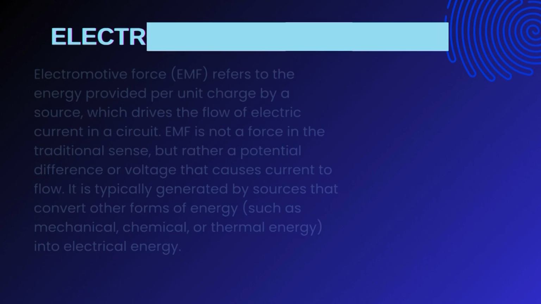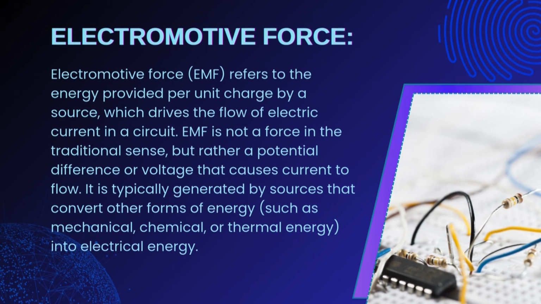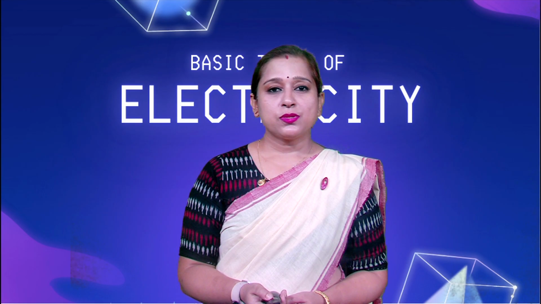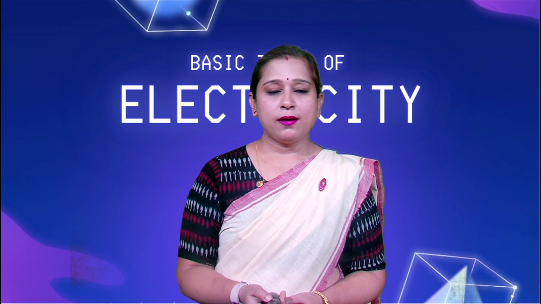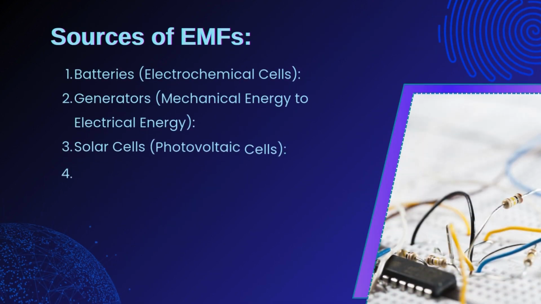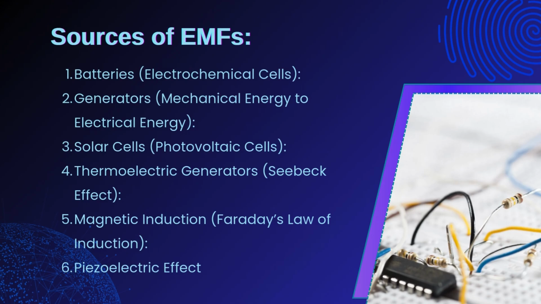Dear learners, now we are moving to the electromotive force. Electromotive force refers to the energy provided per unit charge by a source, which drives the flow of electric current in an electrical circuit. EMF is not a force in the traditional sense, but rather a potential difference or voltage that causes current to flow. It is generated by sources that convert other forms of energy such as mechanical energy, chemical energy or thermal energy into electrical energy. Some examples of EMF sources are batteries, generators, solar cells, thermoelectric generators, etc.